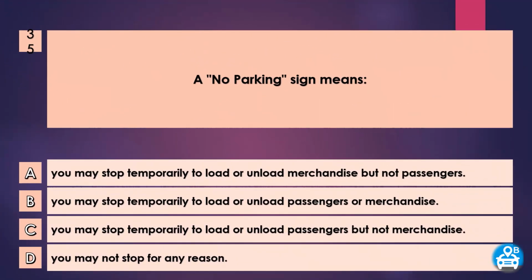A no parking sign means: A. You may stop temporarily to load or unload merchandise but not passengers. B. You may stop temporarily to load or unload passengers or merchandise. C. You may stop temporarily to load or unload passengers but not merchandise. D. You may not stop for any reason.